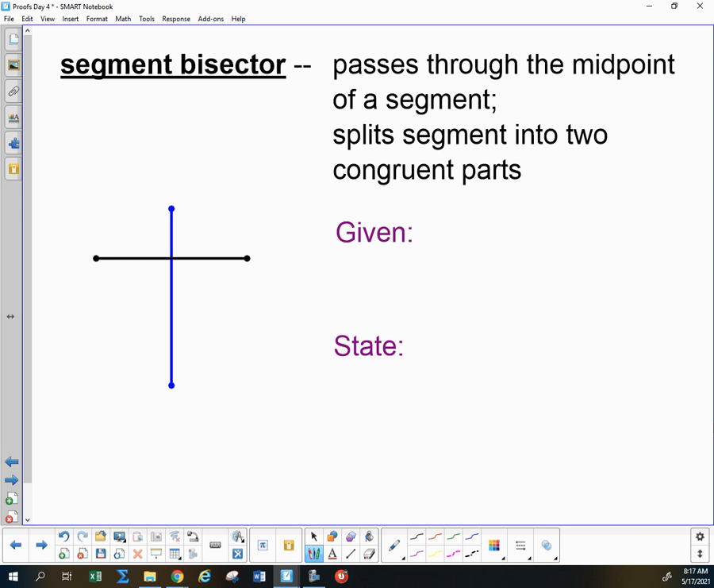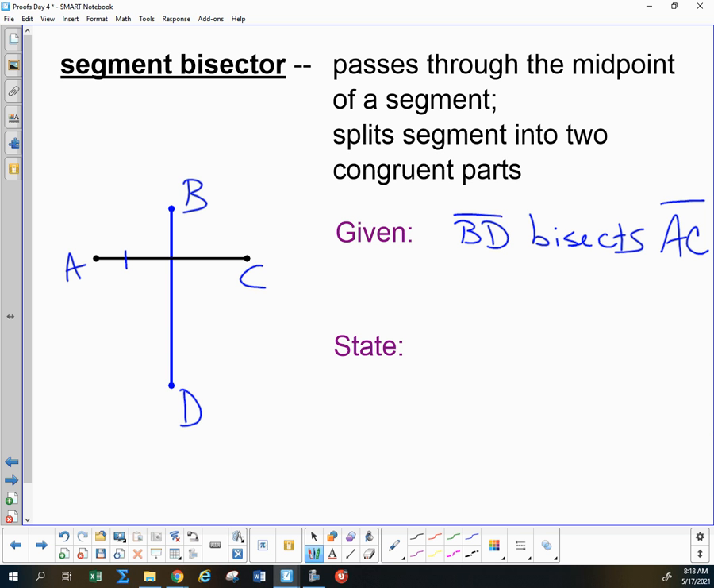So here we're going to do it with a segment. A segment, if it bisects, is cut into two equal pieces. So if this is maybe AC and this is BD, and I'm given BD bisects AC, that would mean AC is the thing that's cut into two pieces. Notice BD doesn't even look like it's cut into equal pieces. It says it bisects AC, which means AC is the one cut into equal pieces.